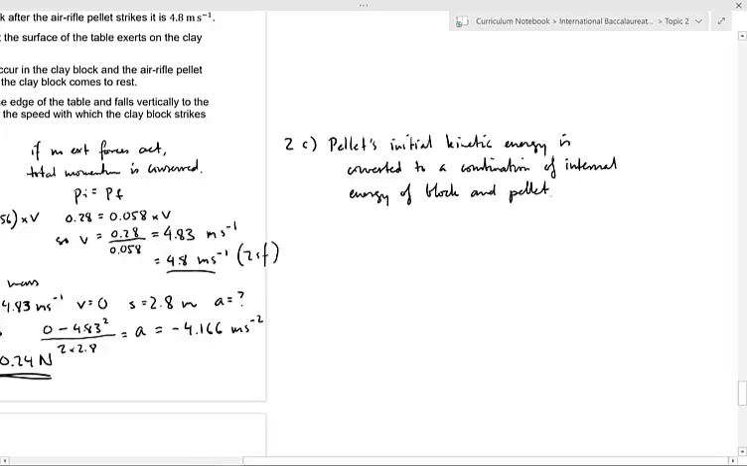If you'd said heat, you would have gotten full credit for that one at this stage. But once we've done thermal physics, which is our next topic, we'll learn that we're actually going to call that internal energy. Okay. Internal energy of the block and pellet, and kinetic energy of block and pellet, as it enters the block.